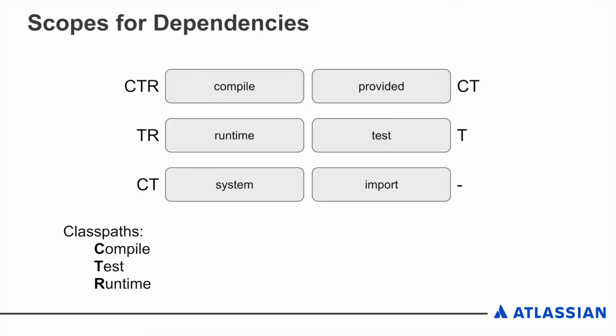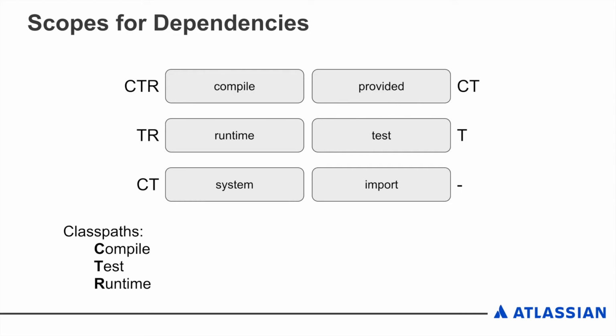There are 6 scopes in the Maven dependency management system, and they are compile, provided, runtime, test, system, and import. And they affect 3 class paths: the compile, test, and runtime class paths. The compile scope states that this artifact is needed for code compilation. The provided scope states that the artifact will be provided to the Maven project, and it affects the compile and test class paths. An example for the provided scope could be an artifact provided by the container at runtime.